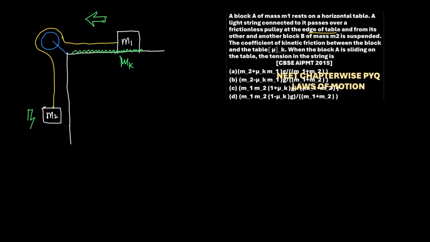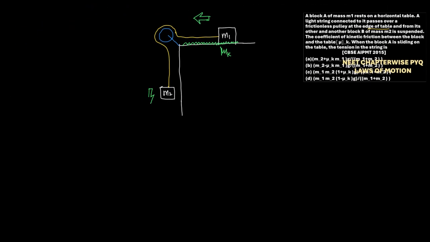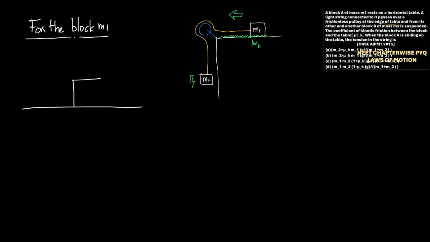Let us first try to understand the question in two different components, for block m1 and for block m2, which will make our understanding even better. So let us first write down for the block m1. I'll draw the diagram one more time. So this is m1. What do we draw first? The net direction of motion, which is towards the left.